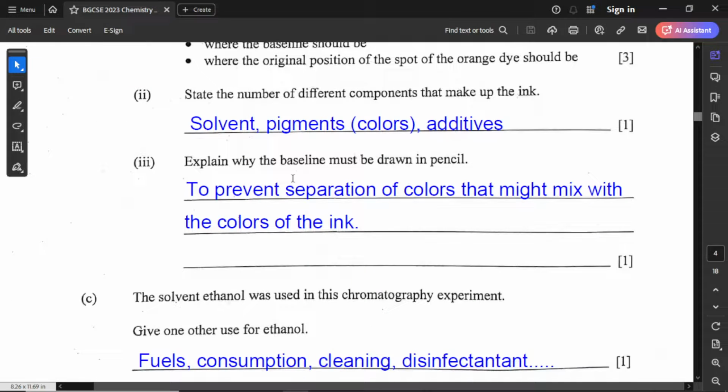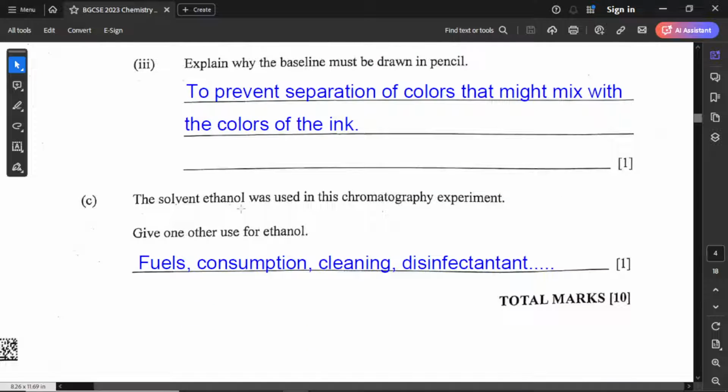All right, for part 3, it said explain why the baseline must be drawn in pencil. And it is drawn in pencil simply to prevent separation of colors that might mix with the colors of the ink. And again, because pencil is only made up of carbon, which is graphite, and so there's no color to be separated generally. It is dark, but the dark color will not be separated from it, right? So more likely, if it breaks down, that's fine, but it's not going to separate into colors. That's the most important thing.